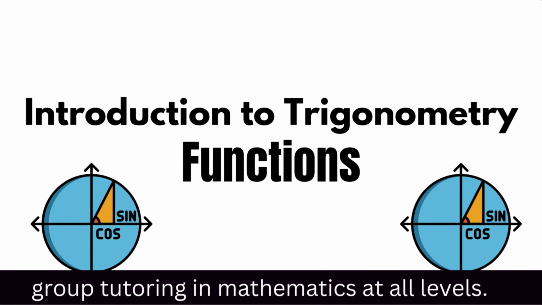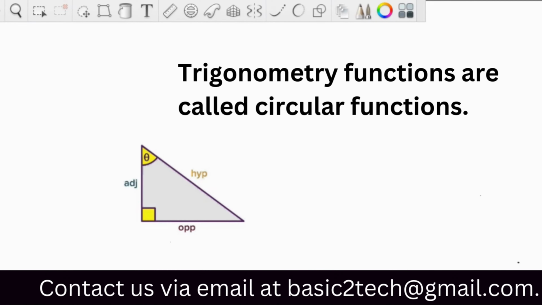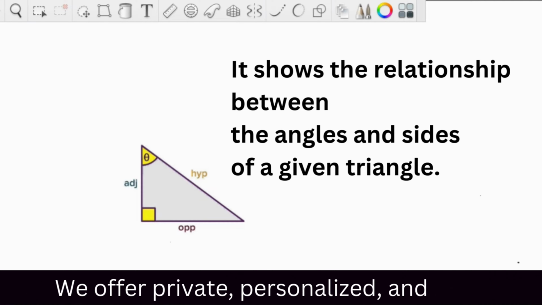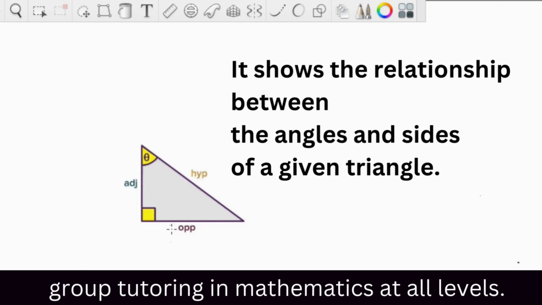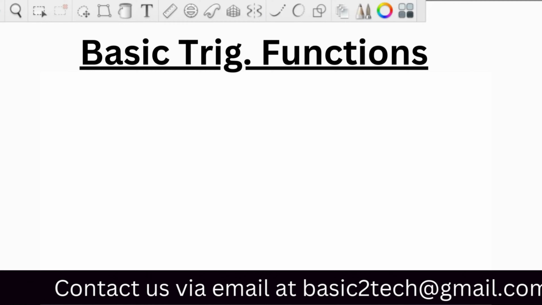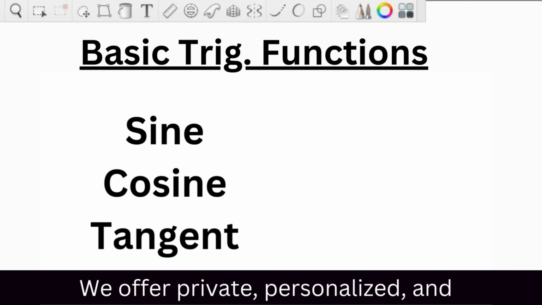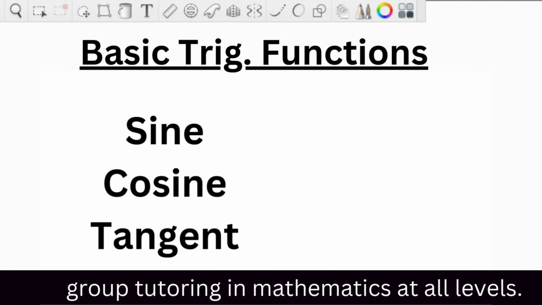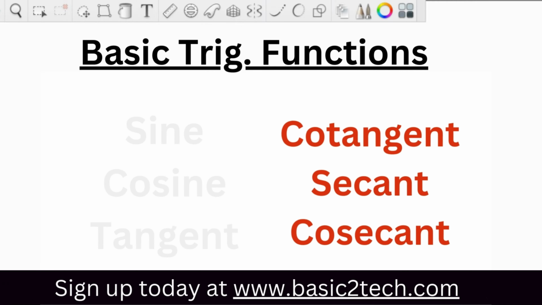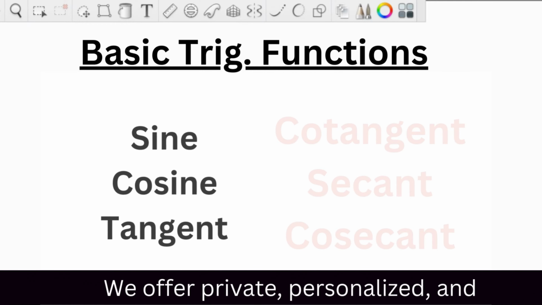Today's video, we shall be looking at Introduction to Trigonometry Functions. Trigonometry functions are called circular functions, and also it shows the relationship between the angles and sides of a given triangle. We have three basic trig functions. They are sine, cosine, and tangent. We also have other trig functions, which include cotangent, secant, and cosecant. All these can be derived from the basic trig functions, which are sine, cosine, and tangent.